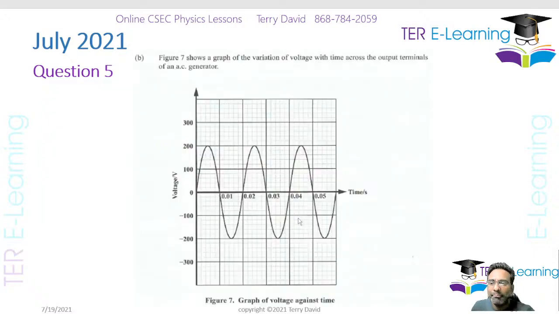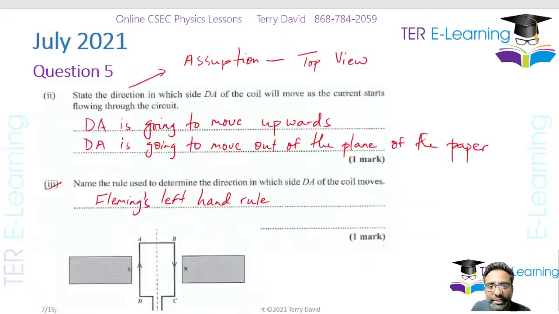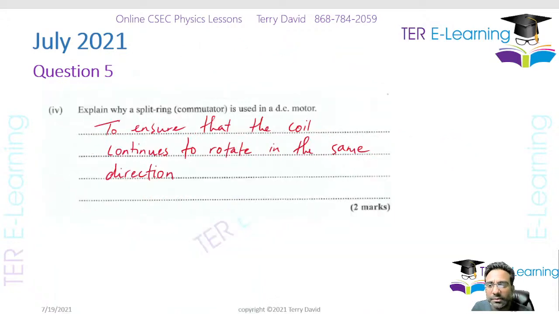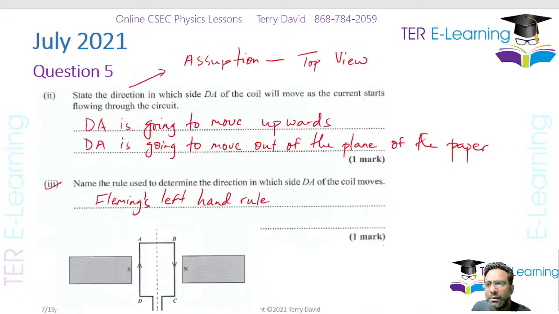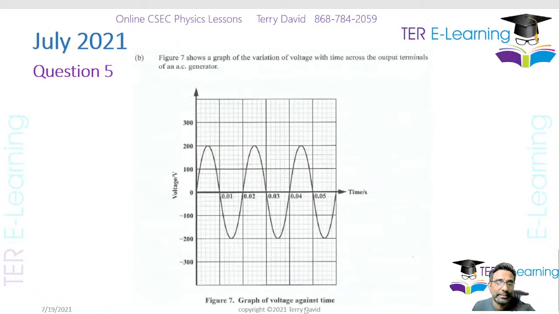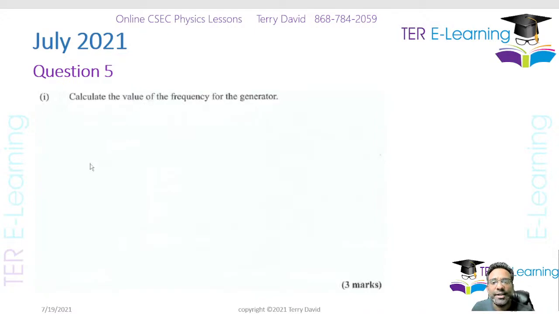Next part, part B. Let's make sure, did we do everything? Third part, yeah, that was it. Honestly, I thought they were going to give something a little harder. So we have an AC voltage here, and they said it's an AC generator. And what they want here is to calculate the value of the frequency.